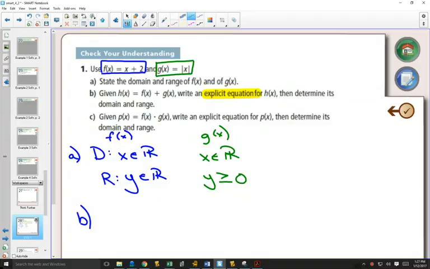To write the explicit equation, you would go h of x is equal to, what would I write instead of f of x? x plus 2. What would I write instead of g of x? Plus the absolute value of x. That would be an explicit equation for this.